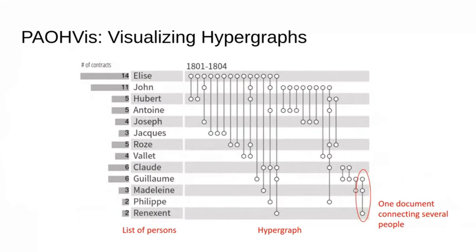So one way of visualizing these types of bipartite networks, which we can also call hypergraphs, is to use the PAOHvis system, which has been designed to visualize these types of objects. So at the left, we have the list of persons. Each person is represented by a row. And at the right, there is a hypergraph. Each document is represented by a vertical line which connects several people between them. At the right, we have one example, which is one document connecting three people, Guillaume, Madeleine, and Renexin in this example.